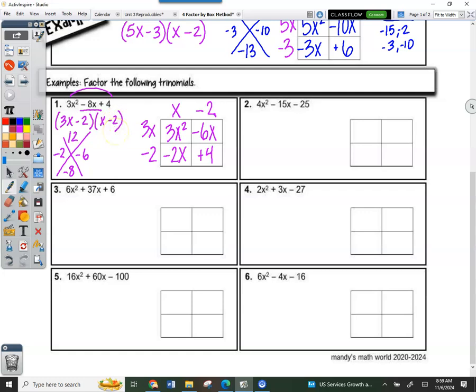Logan, I see now why you asked, is x minus 2 always the answer? Definitely not. That's just coincidence. Now, I have a question. What if someone wrote it this way: x minus 2 times 3x minus 2? What if you wrote it that way? Isn't it still right? Yes.